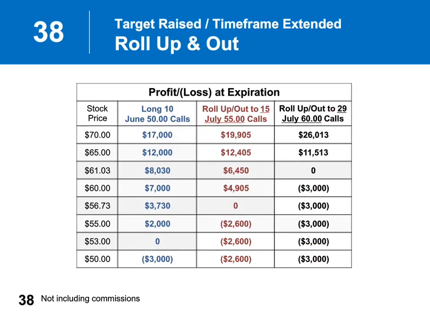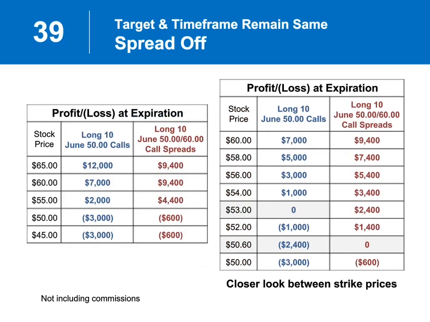The next one, the roll up and out, to the July 55s, 15 of them. And again, we took in a few hundred dollars there, so our downside was reduced by $400 to $2,600. When we bought the July 60s, our roll was for even money, so our maximum loss potential is still $3,000 to the downside. But you can see how these numbers do increase to the upside. So we gain, obviously, the additional leverage with the additional calls in the position. And then the spread off, again, very similar situation.